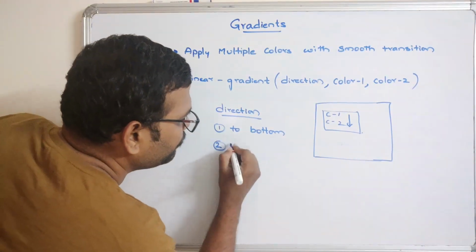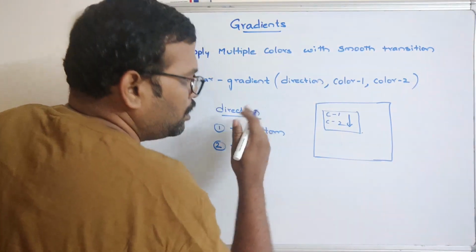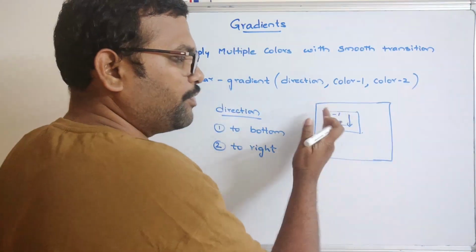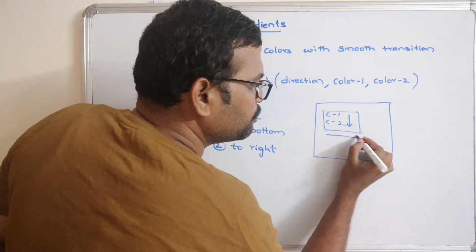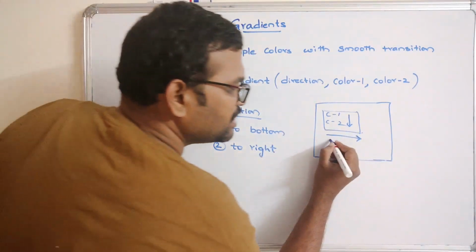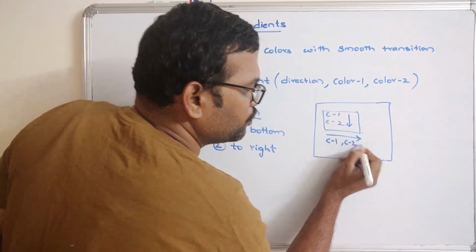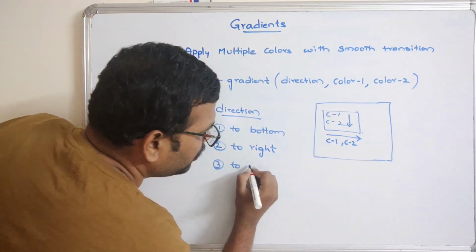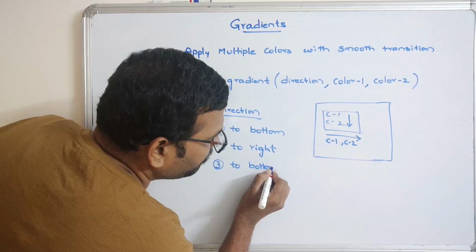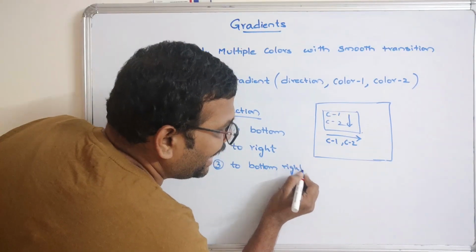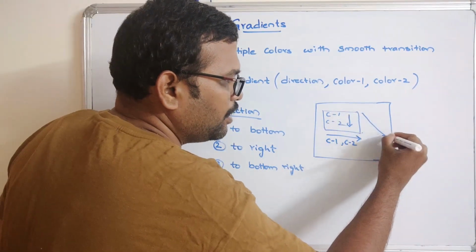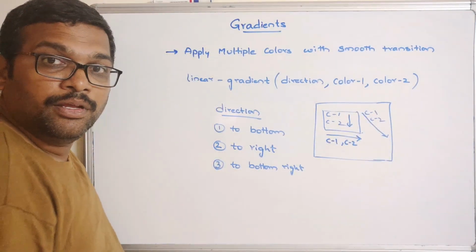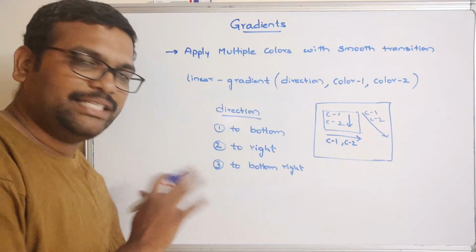And the second one, to right, so from this position to this position. So this is color 1 and color 2. And the next one, to bottom right, that means a diagonal position, in this way. So color 1 and color 2, in this position. Like this we have to give the direction here.